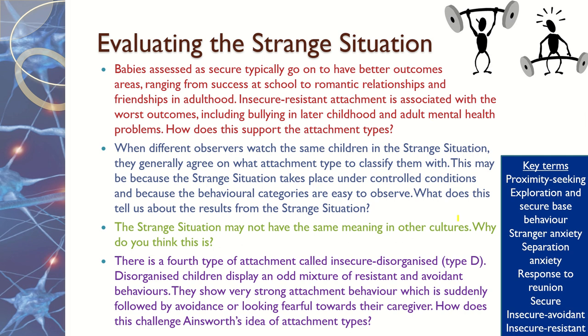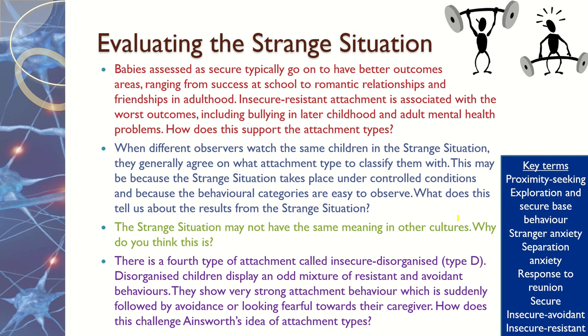The strange situation might not have the same meaning in other cultures. Why do you think this is? Well, we know that in some cultures, different parenting styles are valued more highly than the ones in the UK. For example, in Germany, children are very much encouraged to be independent, so you're more likely to find an insecure avoidant child who's a bit more indifferent to their parent because that's what they've been brought up with, whereas in Japan, children are carried on the mother's chest or back for the first year of their life, so you're going to find a high proportion of insecure resistant.